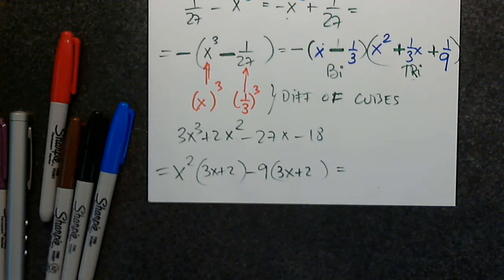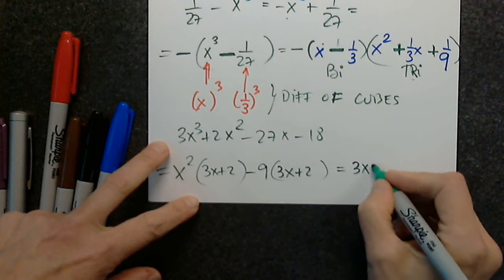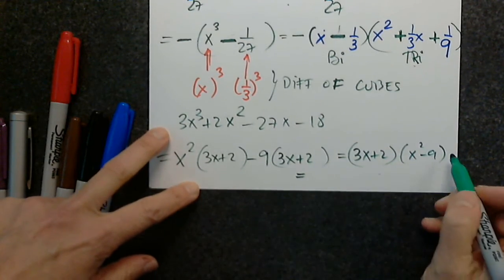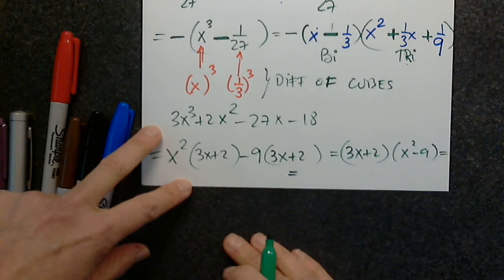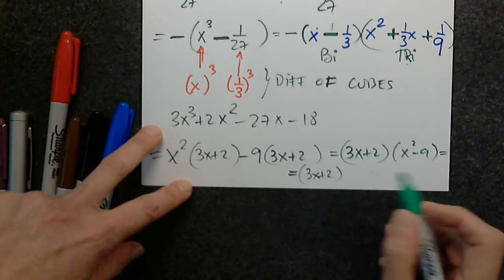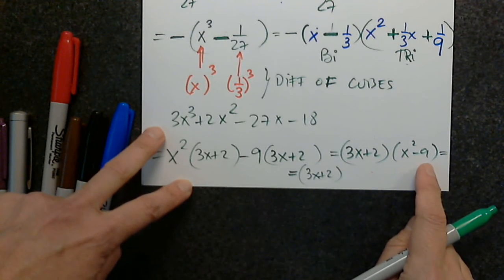Is it done? No. What do I need to do next? x plus 3x plus 2. And what do I do with x squared minus 9? I cannot take the square root unless it's an equation.